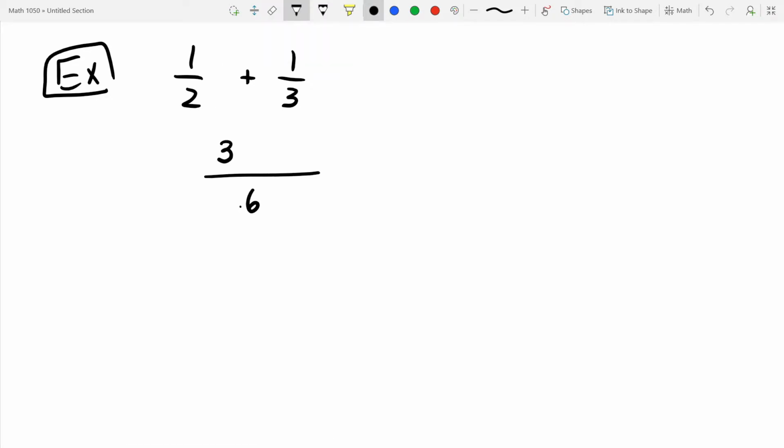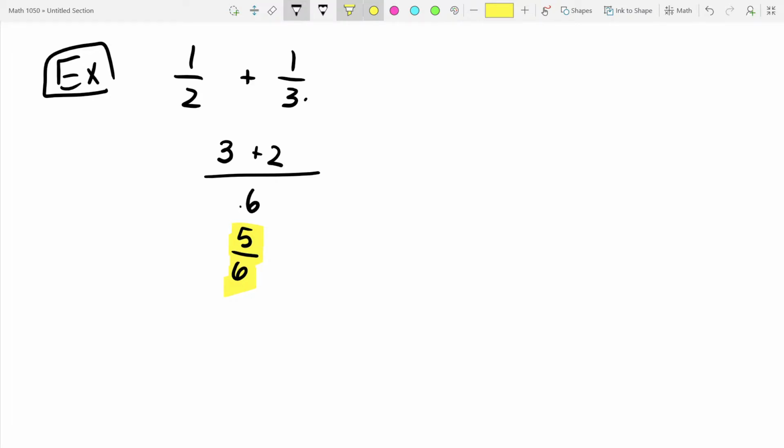Teachers don't usually go to that extensive of a discussion. It's usually like this. What do I multiply by 2 to get 6? 3. So 1 times 3 is 3. What do I have to multiply by 3 to get a 6? That would be 2. So 1 times 2 is 2. Add them together, 5 over 6, nothing cancels, and you're done.